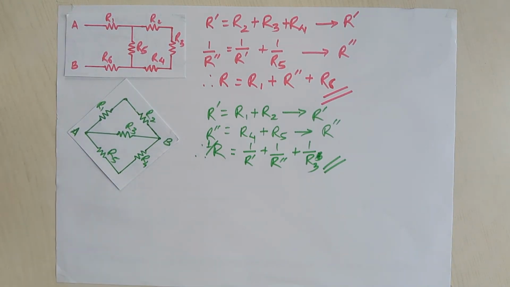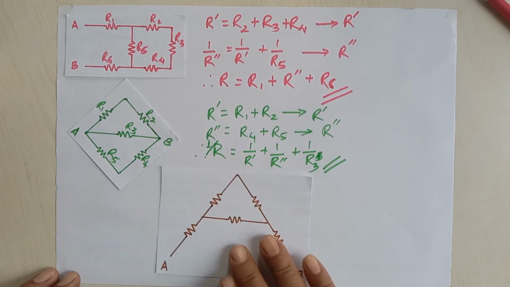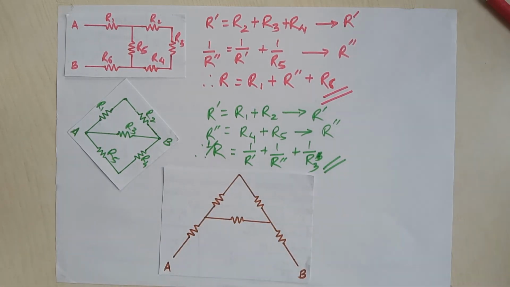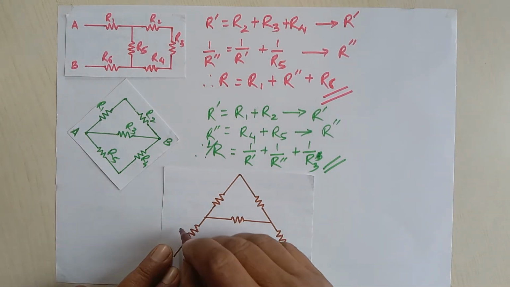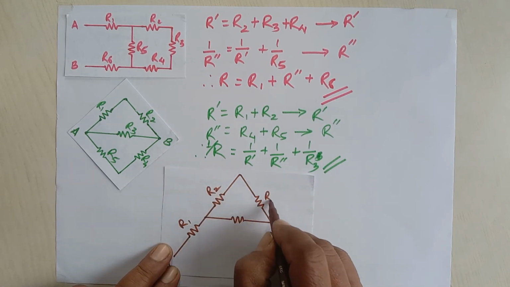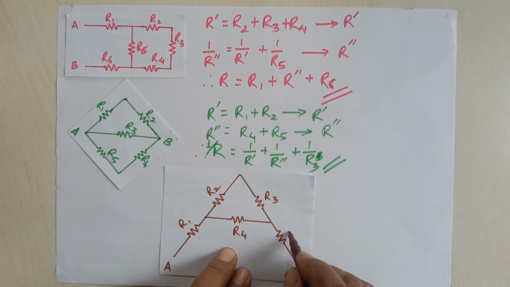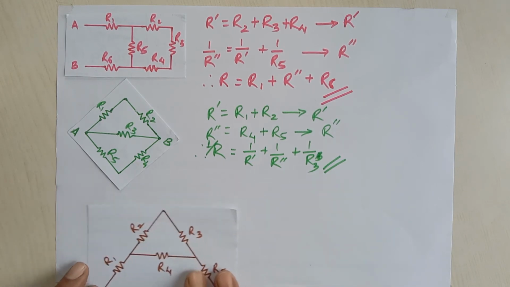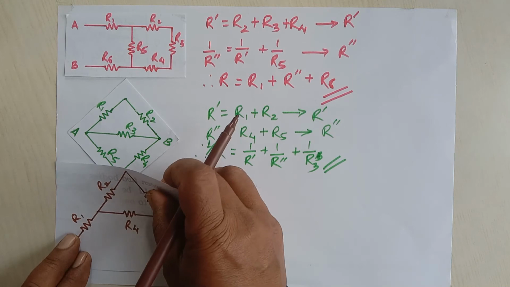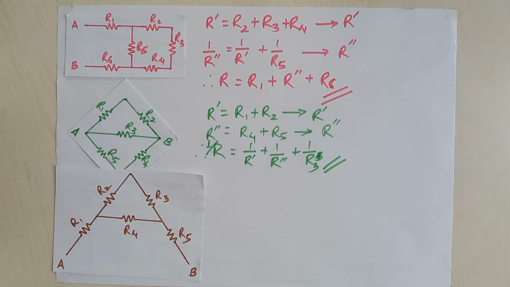Okay. Now let's talk about another one. This seems to be a little difficult. Look at this. Now I want to name each of the resistors, I want to give the symbols. Let's say this is R1, this is R2, this is R3, this is R4, and this is R5. We have to find the equivalent resistance of this AB, the total resistance between AB.